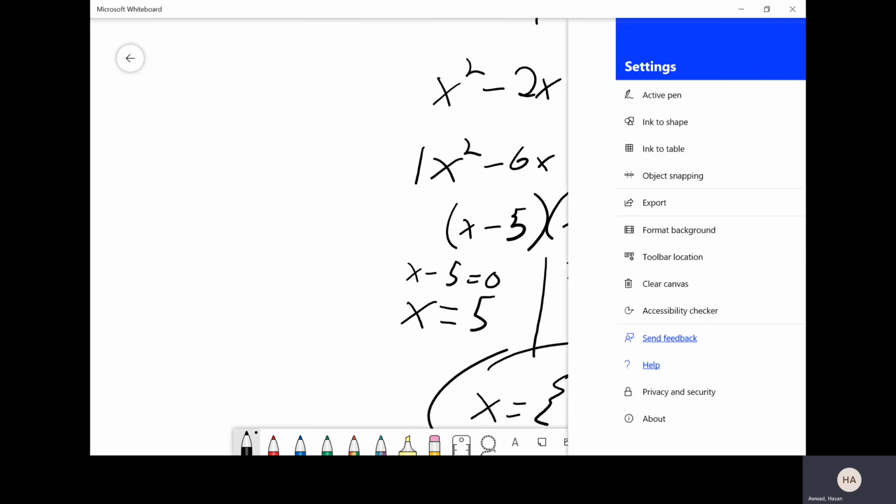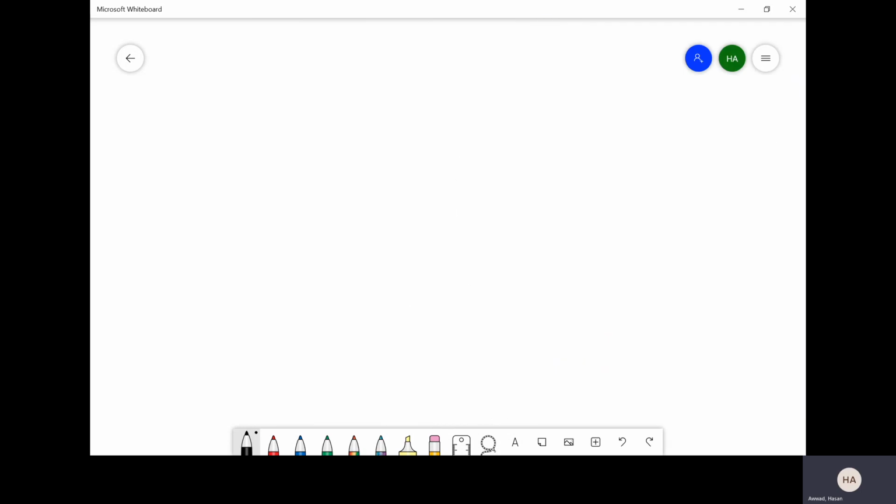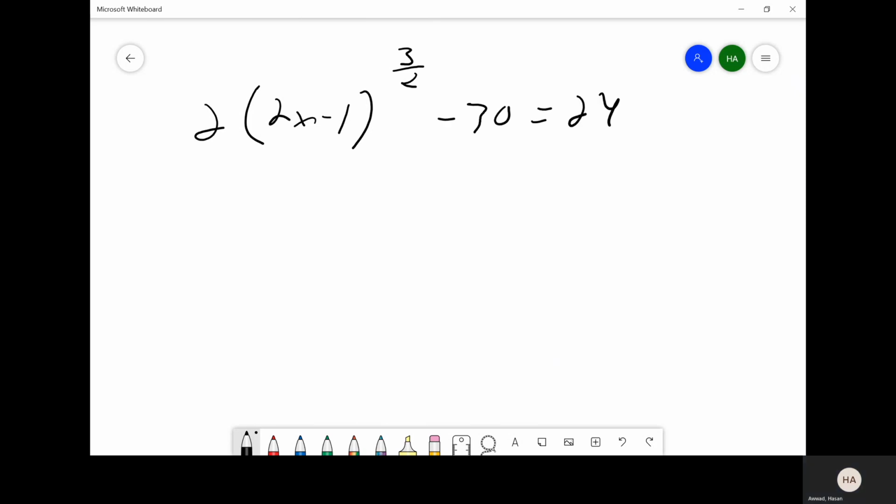Okay, so let's move on to rational exponents being in our equations. So again, the best way to tackle this is just to start with an example. So let's say we had 2 times 2x minus 1, and this is going to be to the 3/2 power, minus 30 is equal to 24.